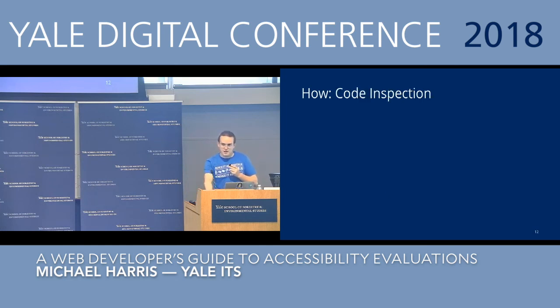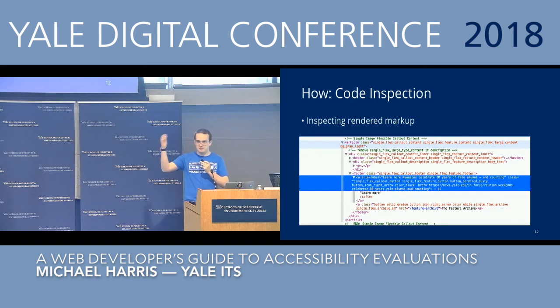A third way of testing is code inspection, which basically just means inspecting your rendered markup, if you know the things to look for. This is where I spend most of my time on accessibility testing, just looking at the DOM at the time that it's rendered. You have to know the things to look for, but that's the methodology.